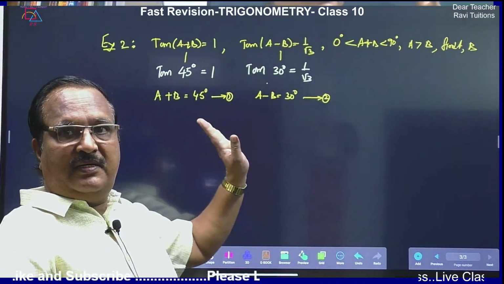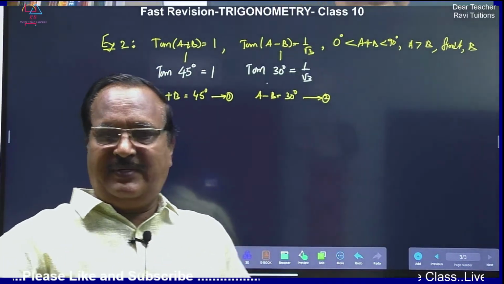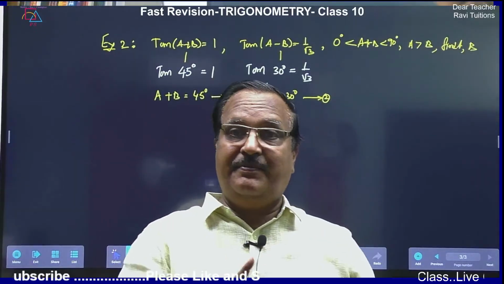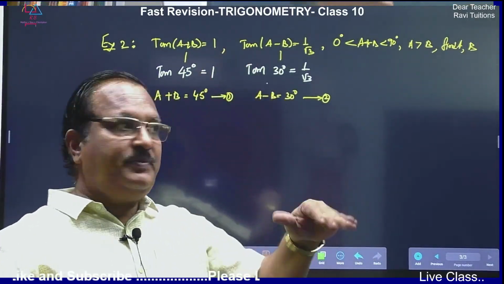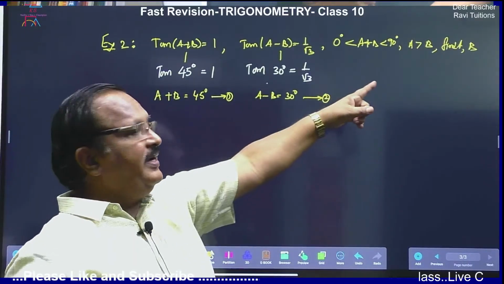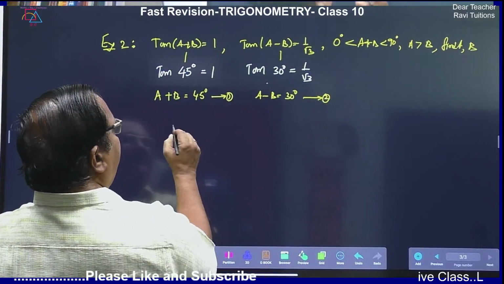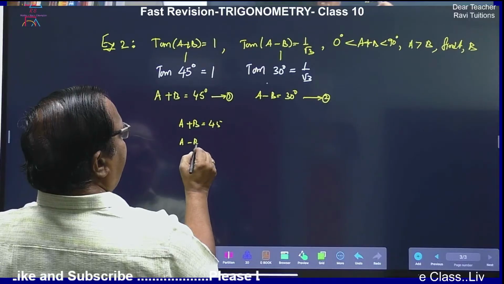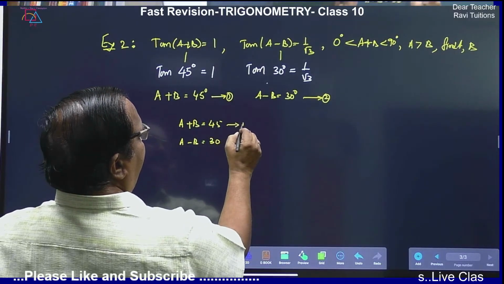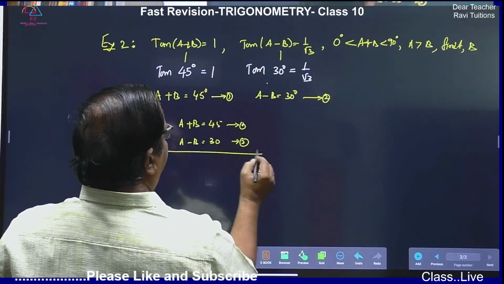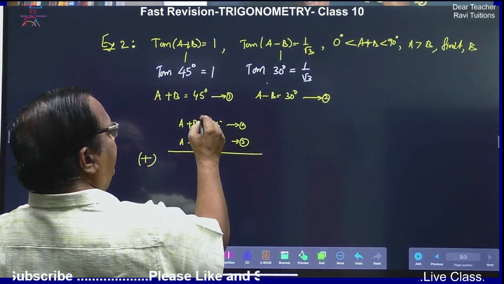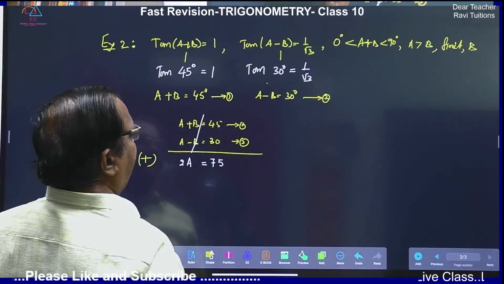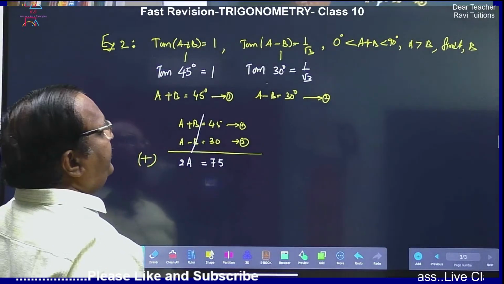This is nothing but simultaneous equation in two variables. That's why simultaneous equation in two variables also is very, very important. Okay, very important. You are applying that concept in this. Now our ultimate target is to find out A and B. So then what I will do, A plus B is equal to 45 degrees, first equation, and A minus B is equal to 30 degrees, second equation. Now I am adding, if I add, what happened, B's will get cancelled. 2A is equal to 75 degrees. Okay, 2A is equal to 75 degrees.